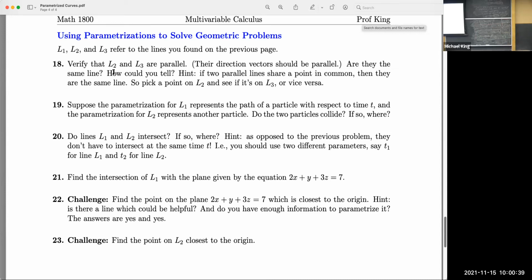So I'll talk about this on Wednesday just to make sure we're all clear. And then we'll try to solve some more of these problems. But it is kind of funny that L2 and L3 are the exact same line, even though they don't look like it. But I'll talk about that next time. Okay, so thank you.